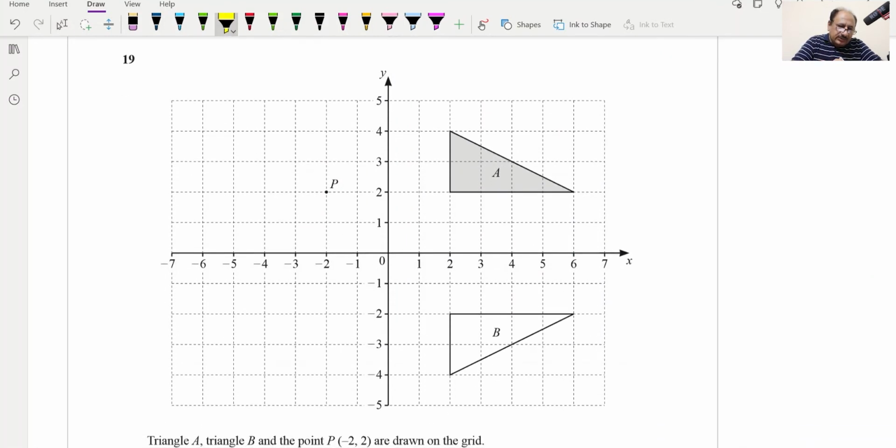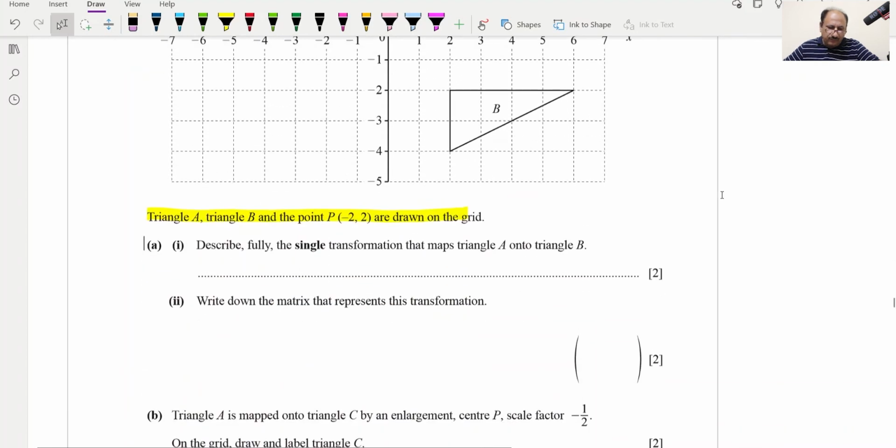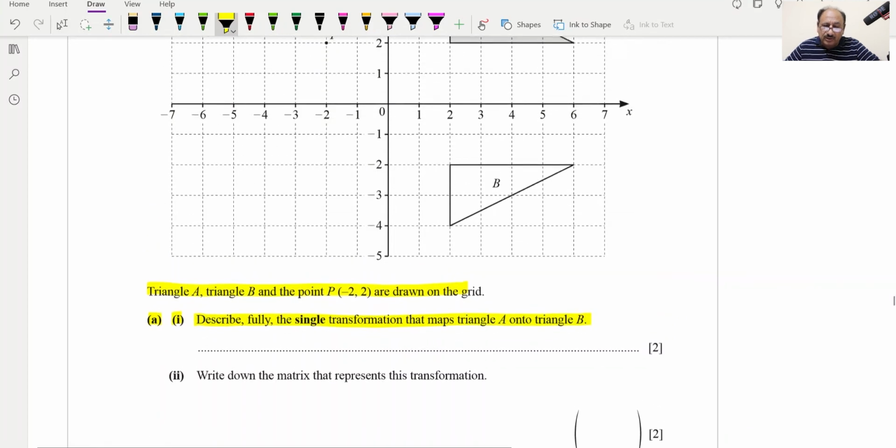Question number 19. This is a transformation question. The question says triangle A, triangle B, and the point P, which is (-2, 2), are drawn on the grid. So these three things they have shown on the grid, and what we have to do, our first part is part A1. Describe fully a single transformation that maps triangle A onto triangle B.